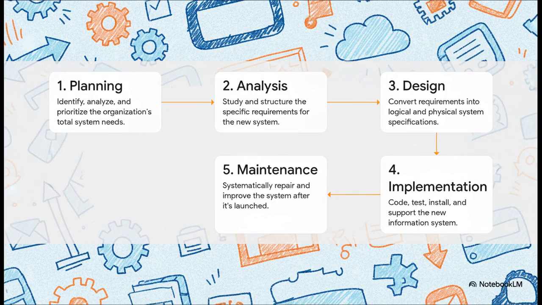The SDLC breaks the whole thing down into 5 clear, sequential phases. You start at the top with planning. That's where you figure out the big what and why. Then you move into analysis, where you dig into all the specific details. After that, you create the actual blueprint in the design phase. And only then do you get to the building part, which is implementation. But it doesn't stop there. The journey continues with ongoing maintenance.